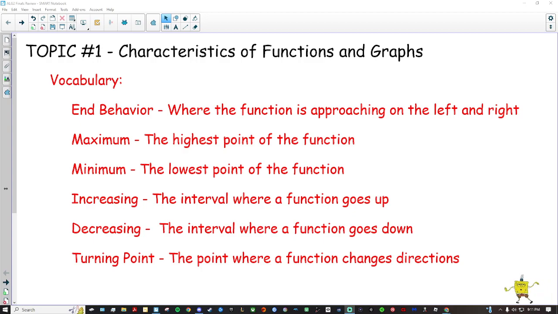Welcome to your first review video for your midterms that are coming up in about a week. This is topic number 1, characteristics of functions and graphs. Just a reminder, you are taking notes on everything, so feel free to pause the video whenever.